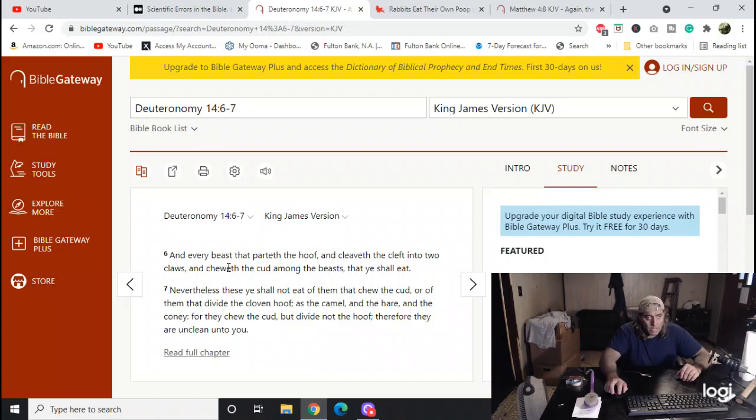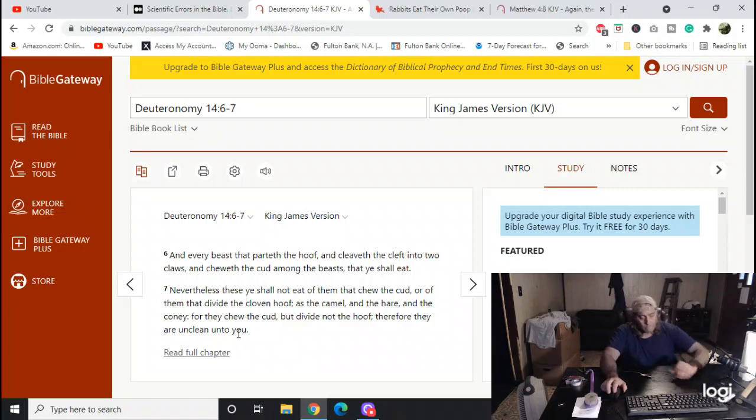And every beast that parteth the hoof, and cleaveth the cleft into two claws, and cheweth the cud among the beasts, that ye shall eat. Nevertheless, these ye shall not eat of them that chew the cud, or of them that divide the cloven hoof, as the camel, and the hare, and the coney. Now, the hare and the coney are the same thing, both of them are rabbits. For they chew the cud, but divide not the hoof, therefore they are unclean unto you.